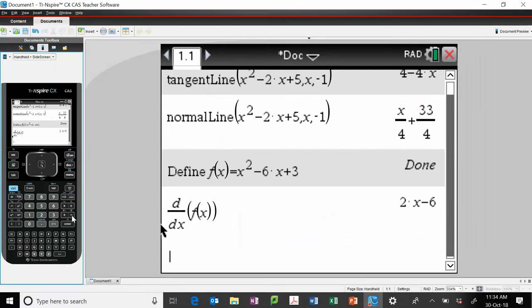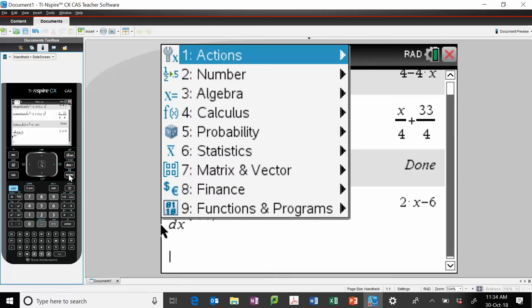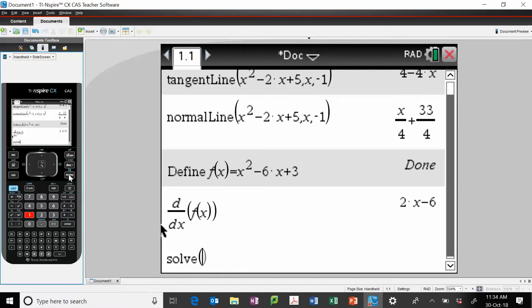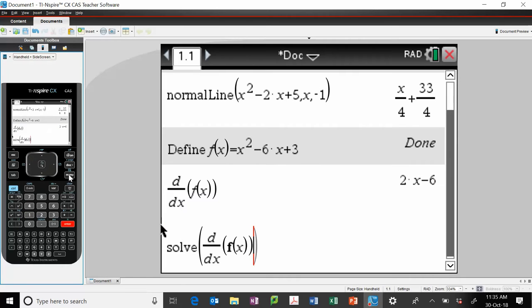We've got the same. Now, what did we want before? We wanted to find when the gradient equals 0. So what you can do now is you can solve for x. So how do you do that? Menu, algebra. So menu 3, 1, solve. Now if you move your cursor up, if I press up, up, and press enter, you don't have to type it again. What does this mean? It means find the derivative when it equals 0. Solve for that, comma, what am I trying to solve for? x.